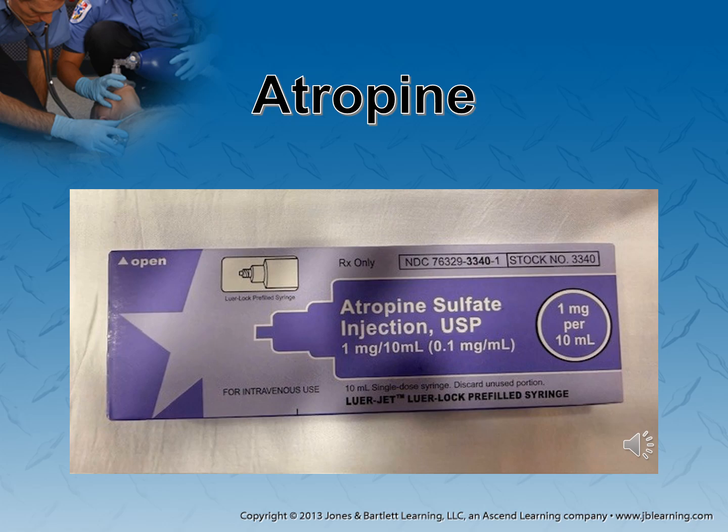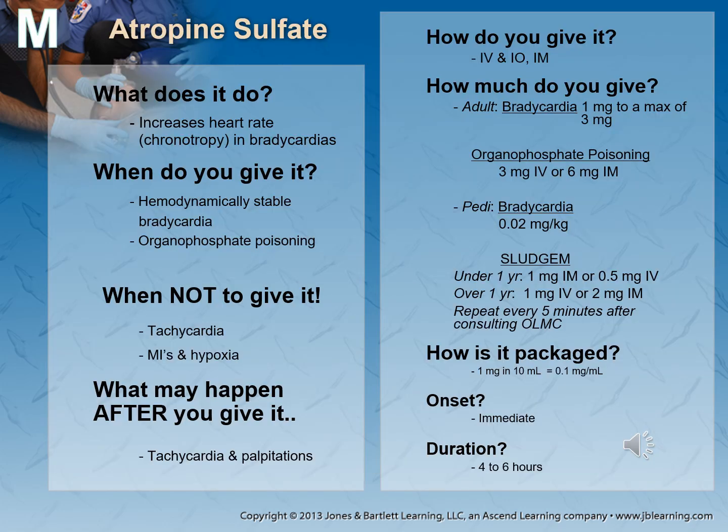Atropine. So on the cardiac route, if our patient's heart rate is slow, so bradycardic, and they are hemodynamically stable, we can go ahead and increase the heart rate by giving atropine. All that atropine does is it increases the chronotropy in bradycardia, so it does rate only. It does not do anything with the squeeze of the heart or the electrical activity. It's exclusively tailored to rate.